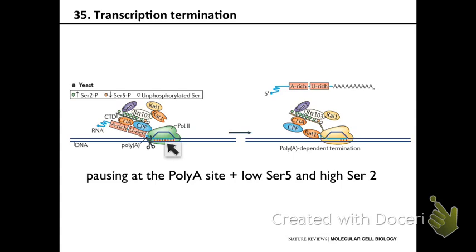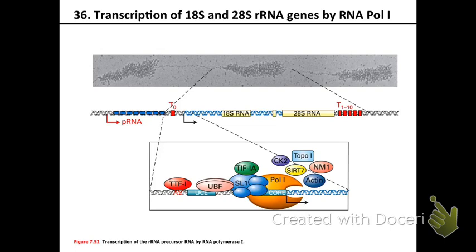Okay. So at that site, it kind of pauses. That pausing now recruits all these termination proteins, and then you release the RNA, and the RNA polymerase at the termination site has a typical CTD phosphorylation, which contains low serine 5 and high serine 2. All right. So that's a lot about RNA polymerase 2.